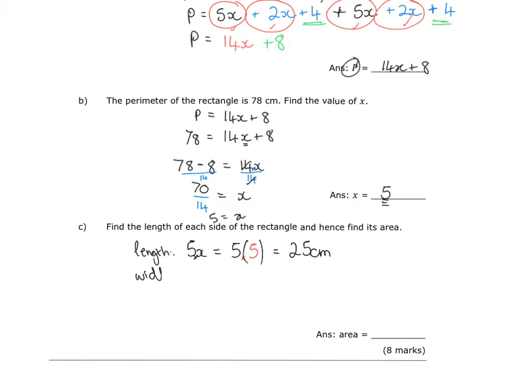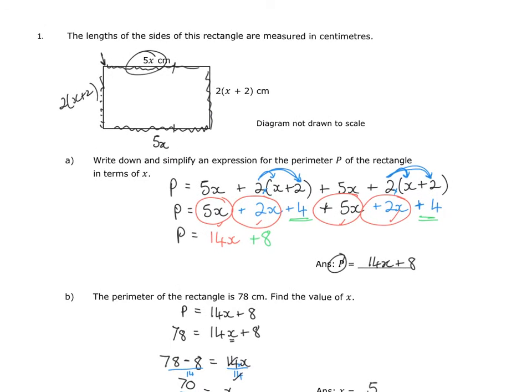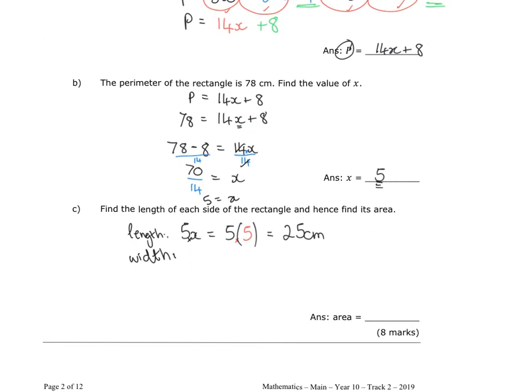The width, which is the vertical length, this one over here, okay? That's 2x plus 2. So that's 2(x plus 2). Okay, and instead of x, we need to write 5, because x is 5. Now, according to BIDMAS, we work out what's inside the bracket first. So 5 plus 2 first, which is 7, and 2 times 7, 14 centimeters.